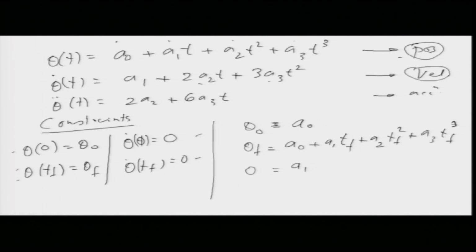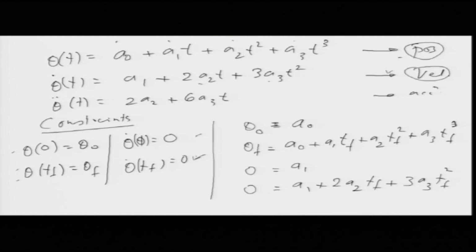Now, we put the second constraint into this equation. Velocity is again 0 at time equal to T f. So, it is a 1 plus twice a 2 T f plus thrice a 3 T f squared. Okay. So, now we had 4 constraints and we have 4 equations. So, from here we can try and solve.